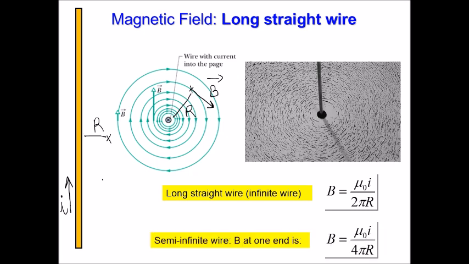The second situation is when we have a semi-infinite wire. That's an infinite wire, and I come at one end of this wire, and I want to calculate the magnetic field here, at distance capital R also. So the field is half of that, mu 0 I over 4 pi R. How do you go from here to here? Well, you multiply by half.